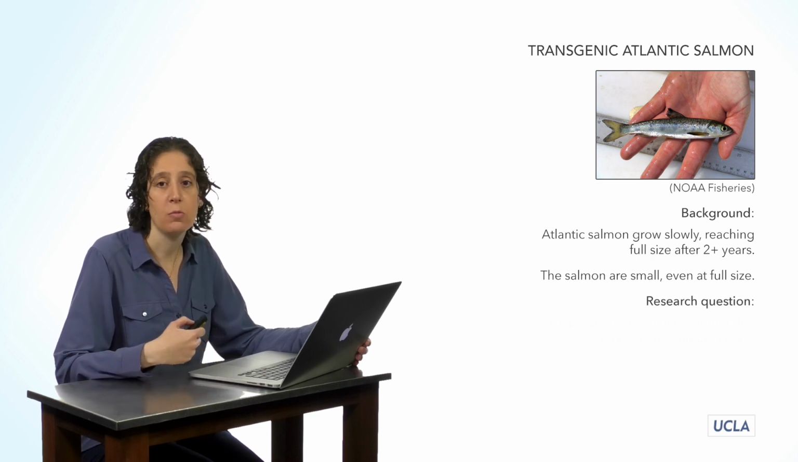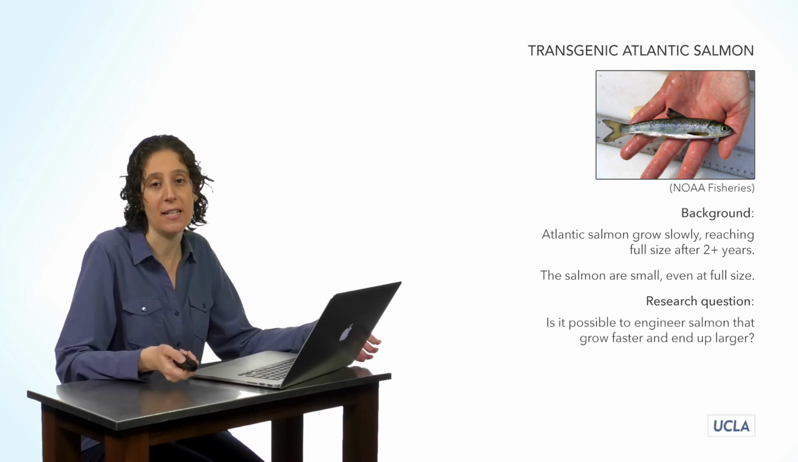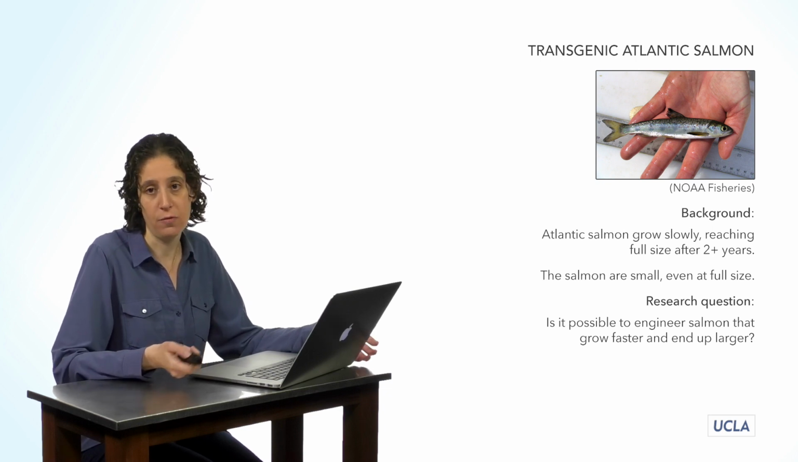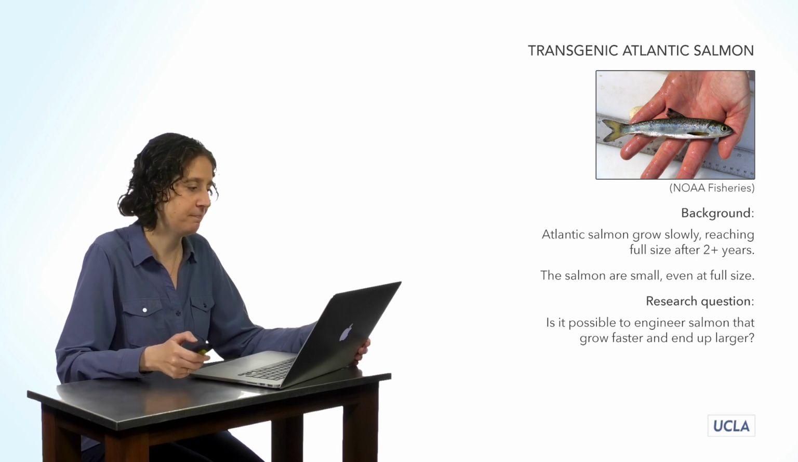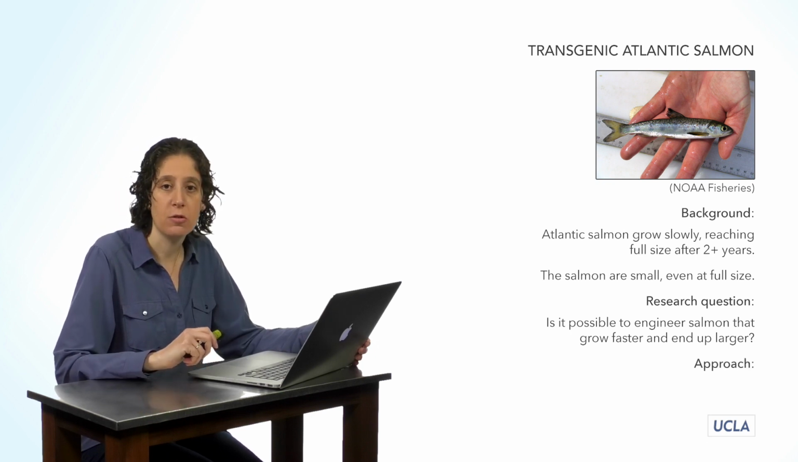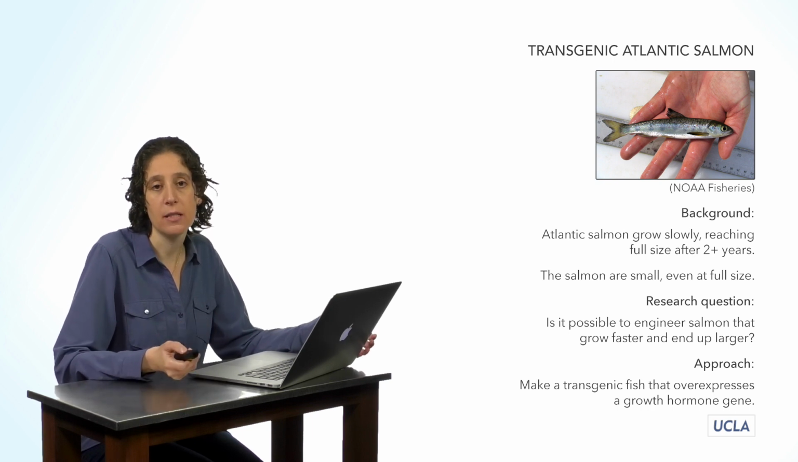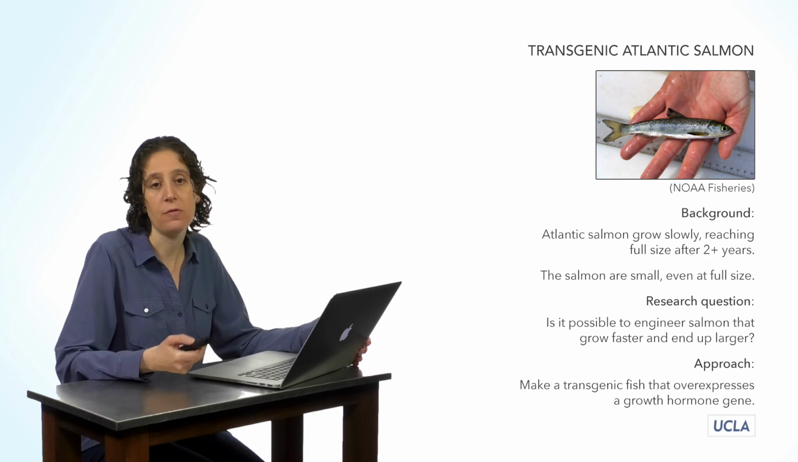So the research question was, is it possible to engineer transgenic salmon that grow faster and that end up larger? And if so, this could make Atlantic salmon easier to farm, which would make them more available in fish markets. The approach researchers took is to try to make a transgenic fish that overexpresses a growth hormone gene, in the hope that the fish would grow larger and reach their full size sooner.